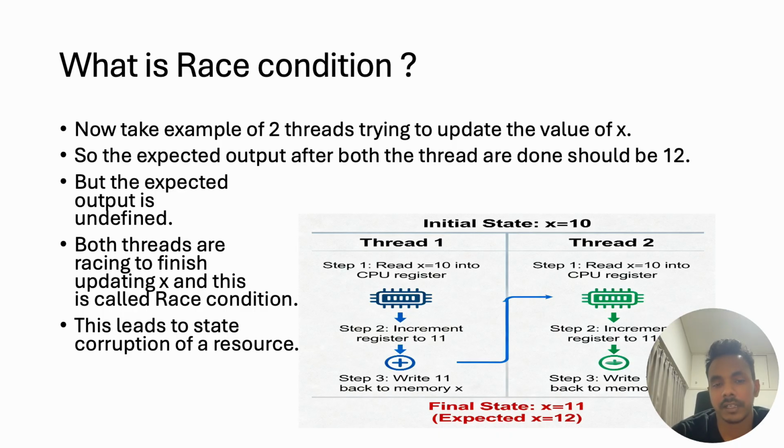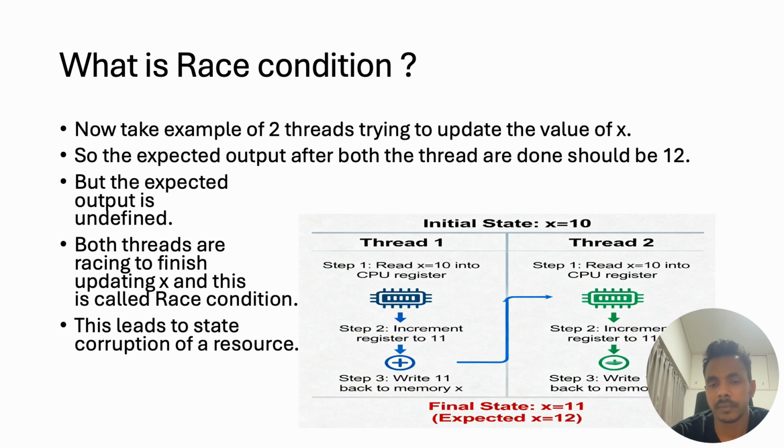Now let's take an example and increase the number of threads. Now the number of threads is 2. So we have thread 1 and thread 2, and the final output that we are expecting is thread 1 will update x by 1 and thread 2 will update x by 1. So the final output should be 12. That's the expected behavior from this code snippet.